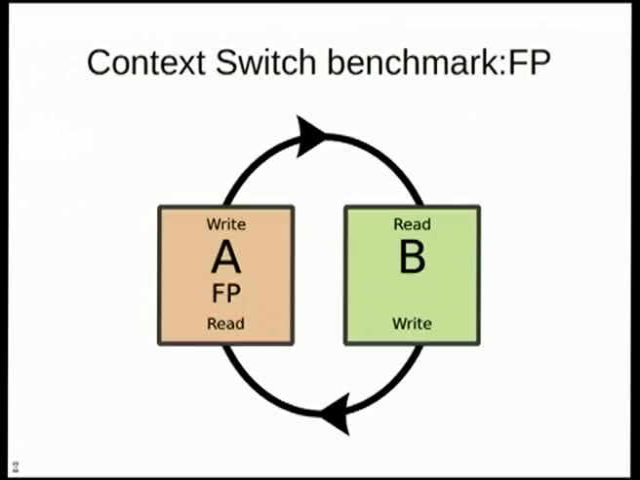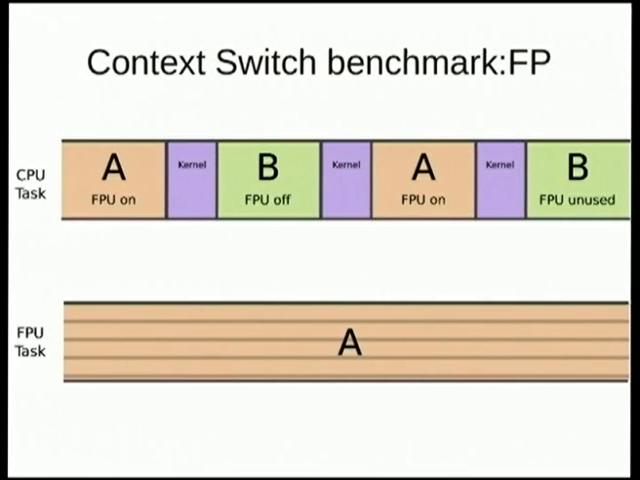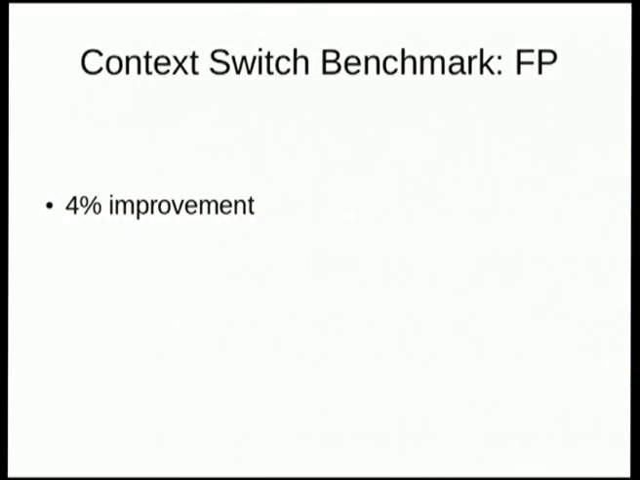So what happens if we stick a little bit of floating point inside A, and B we leave without any floating point? Hopefully we get this nice state that we saw before where A just owns the floating point unit and we never have to actually context switch those 256 bytes. If we do that, what happens? We get a 4% improvement in context switching rates with floating point.